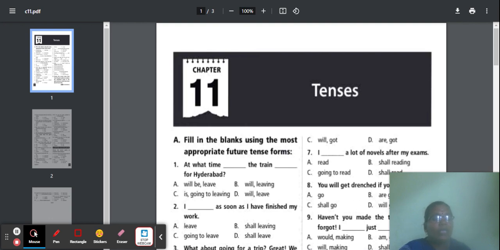So how can we find out the present tense? With the help of keywords. What are they? Seldom, often, usually, always, every, sometimes. So these are the keywords for simple present tense. And universal truth also we should say in the simple present tense only. Okay, my dears.